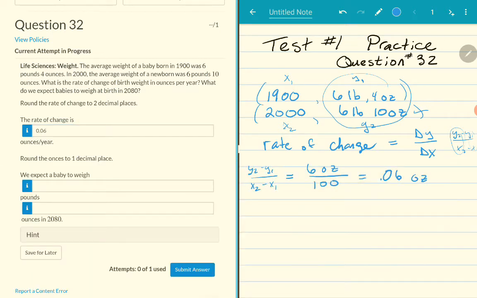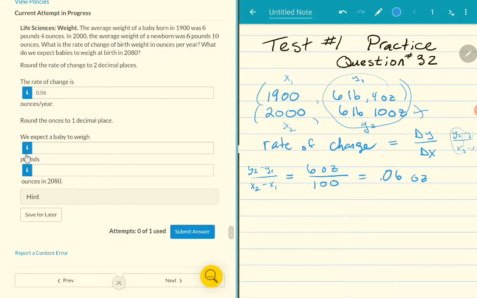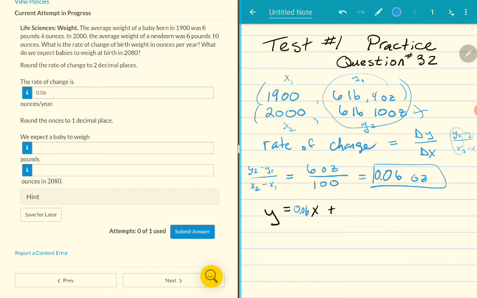Then click out of it. And then I want to answer the next questions. We expect the baby weight to be how many pounds and how many ounces in 2080. So let's see. I can start to write an equation of a line. Y equals mx plus b. Or I have m already, right? M is my slope. So that's 0.06x. And I have to find the b. So I can use these 2 points to find the b.